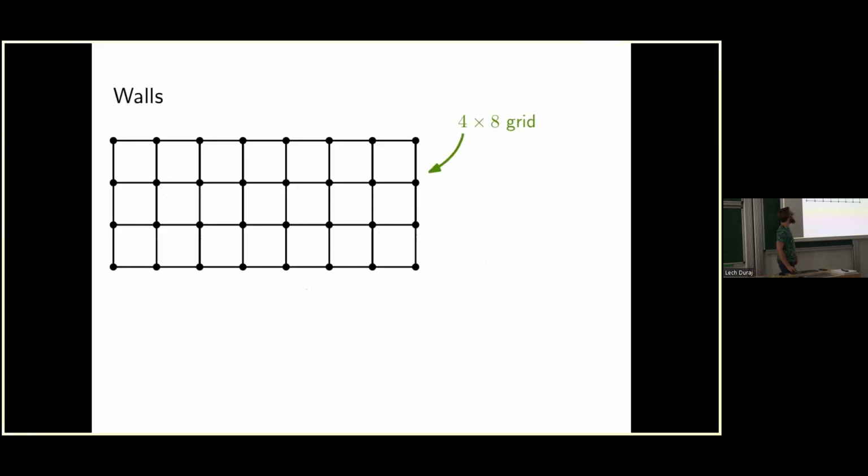And therefore, it's convenient to consider a structure which is called a wall. Unlike what the title of this slide suggests, this is not a wall. This is a grid, a 4x8 grid. And in general, if you want to construct an n-wall, you start with an n by 2n grid.